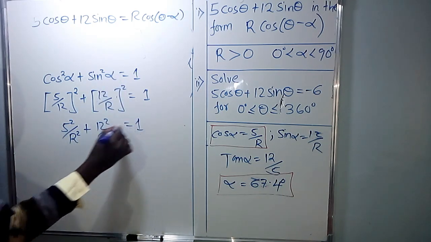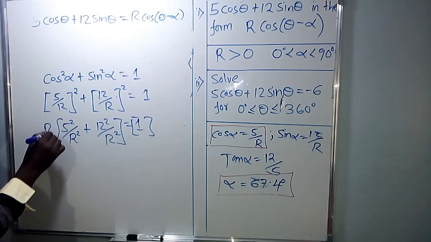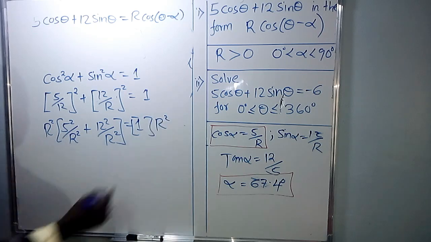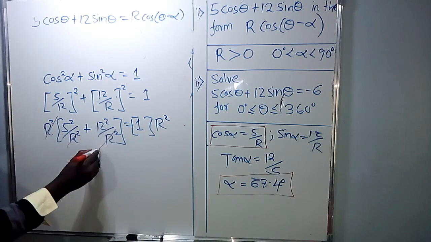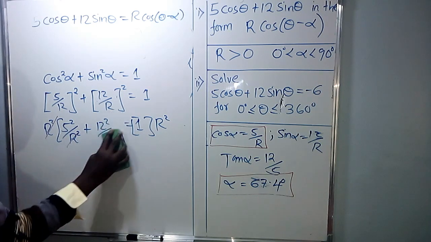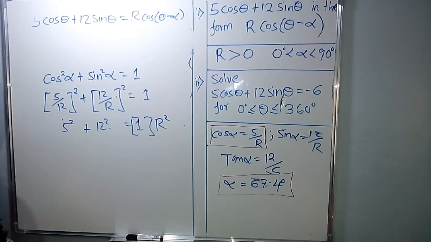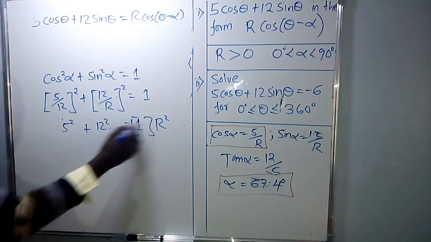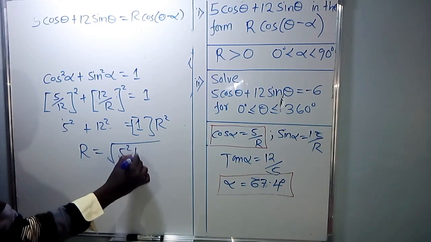So we can multiply both sides of the equation by r squared to get rid of r squared in the denominator, isn't it? So it implies that r squared will cancel out on the right hand side, and will remain 5 squared plus 12 squared is equal to r squared. So what is r? R is the square root of 5 squared plus 12 squared. So what is the implication for that?